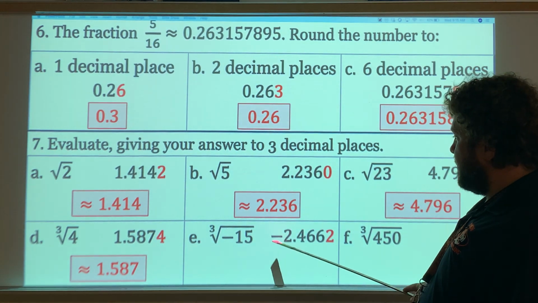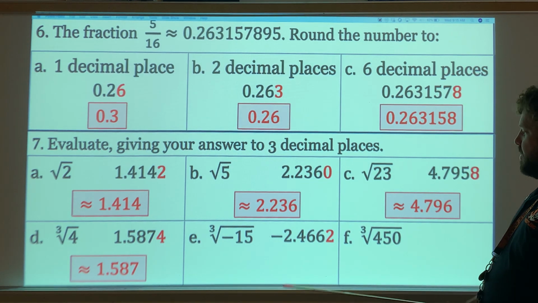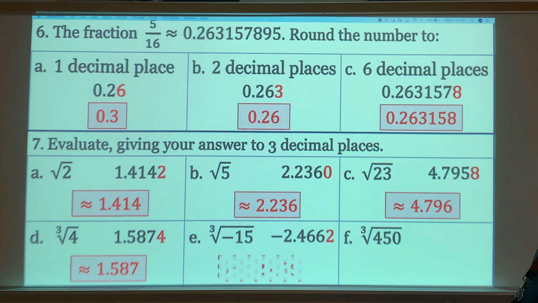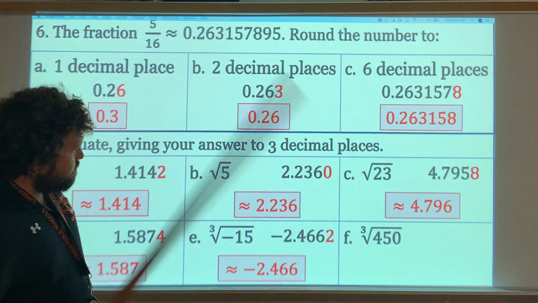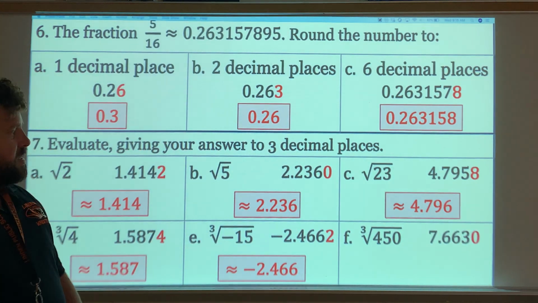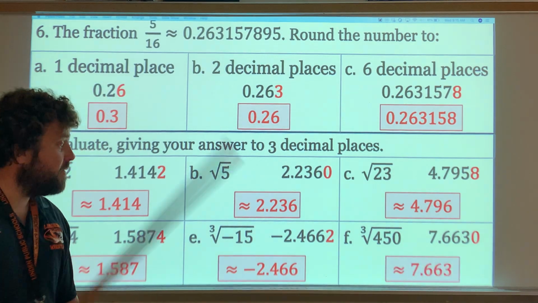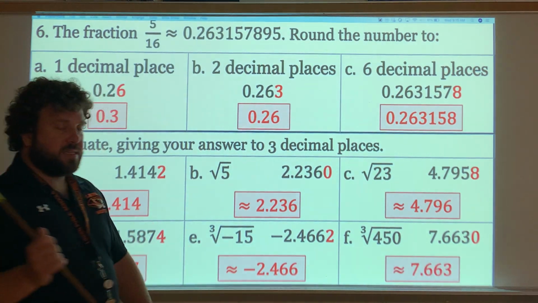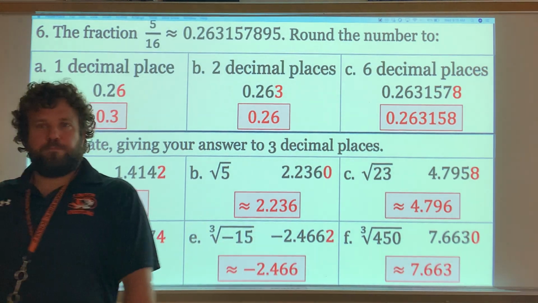And your answer would be negative 2.4662, and so on. The 2 is less than 5, so you round down. Negative 2 and 466 thousandths. Next, 7.6630, and so on. The 0 is less than 5. Your answer is 7.663, approximately. Right? There you go.